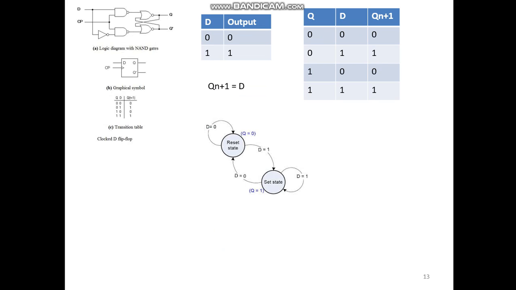So here D is equal to 0, output is 0. Here there is no previous state verification. If D is equal to 0, next state will be 0. If D is equal to 1, next state will be 1. So here the next state is defined only with the D. It is not dependent on the Q.